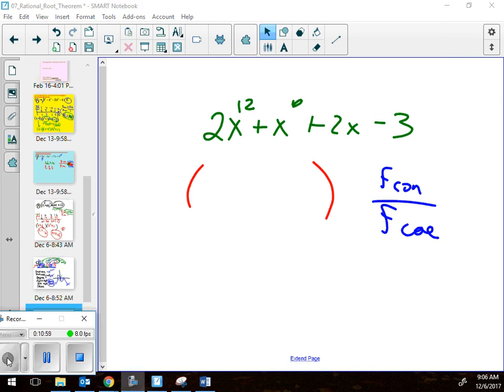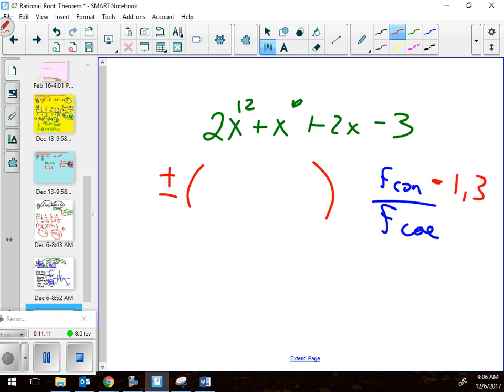Okay, so plus and minus all of these things. Factors of the constant, just negative. Well, you could say negative and positive, but I'm just going to keep it simple. 1 and 3 are the constant factors. And then 1 and 2 are the other ones. And so if I take this one divided by 1, I get 1. This one divided by 1, I get 3. This one divided by 1, this one divided by 2, I get 1/2. And this one divided by 2, I get 3/2. Okay, there's my list of possible roots.